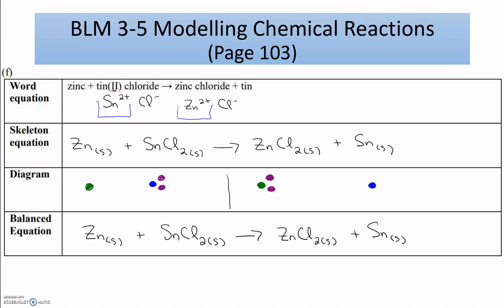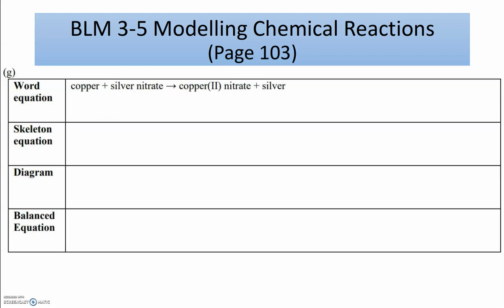So let's do one more example here. So G, we've got copper plus silver nitrate reacts to produce copper(II) nitrate and silver. So this is very similar to that Christmas tree video that we took a look at. So first step, drawing out my skeleton equation.